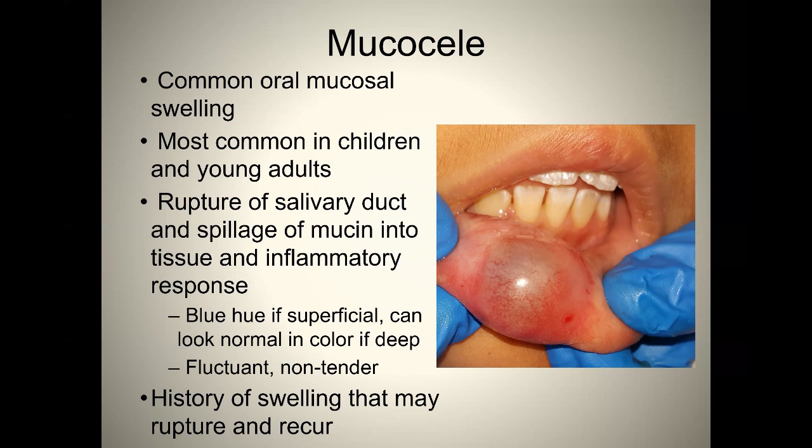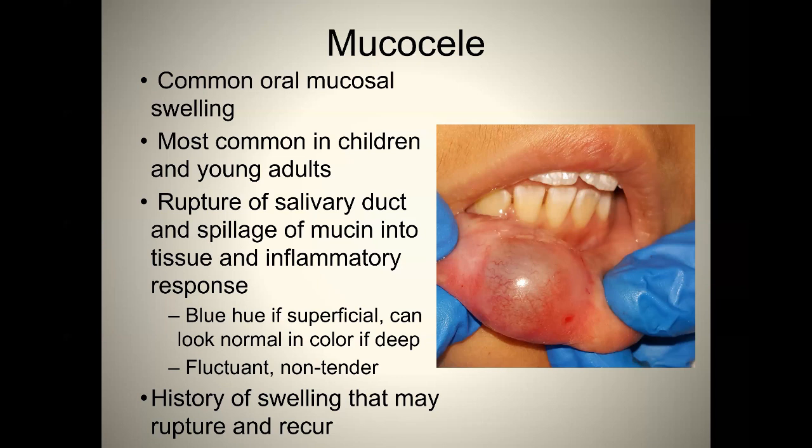If the mucin is pooling in the superficial tissues, it's going to look more blue, as is the case in this picture. If the mucin spills deep within the tissue, then it may look similar to the mucosa's color, and it could be mistaken for a fibroma when really it's a mucocele.